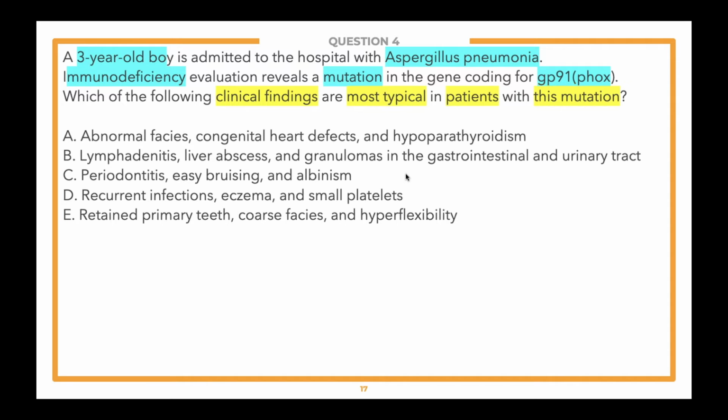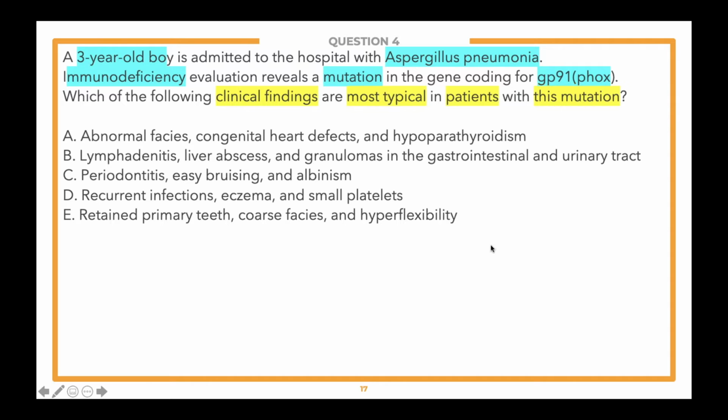Answer choice E, retained primary teeth, coarse facies and hyperflexibility. D, recurrent infections, eczema, and small platelets. C, periodontitis, easy bruising, and albinism. B, lymphadenitis, liver abscess, and granulomas in the GI or gastrointestinal and urinary tract. And A, abnormal facies, congenital heart defects, and hypoparathyroidism.